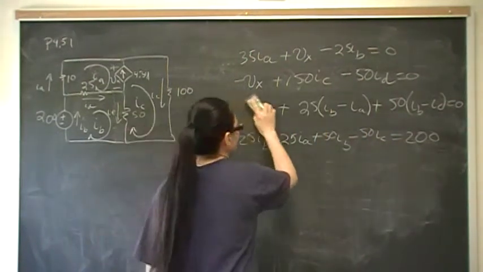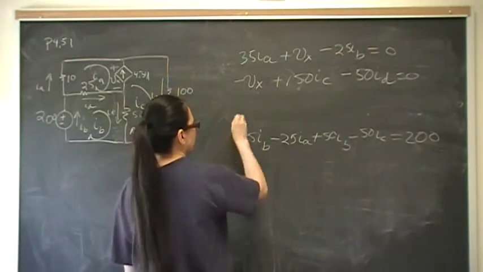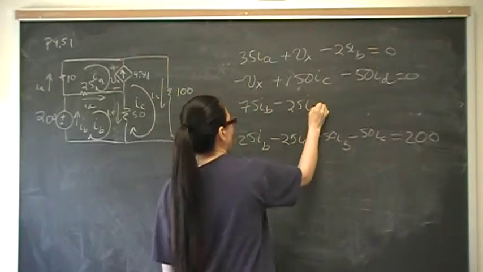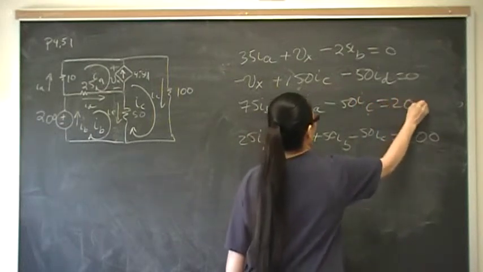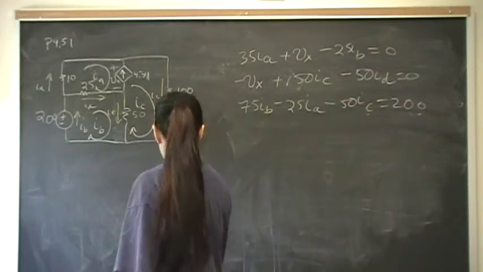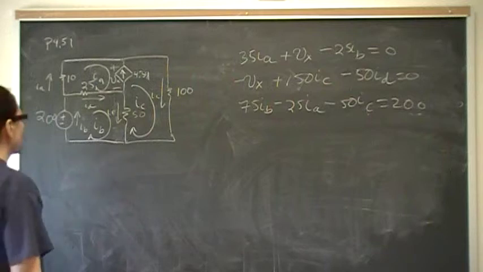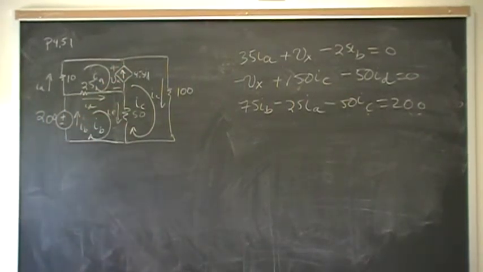So let's start combining terms. So the IB gives me 75 IB minus 25 IA minus 50 IC. That's equal to 200. So that's our third equation. So we got three equations, but we don't have enough unknowns. We have 6 unknowns in this problem. So we need to come up with 3 more equations. So they're going to come from the constraint equation. They're going to come from ID, IE, and 4.3 ID.